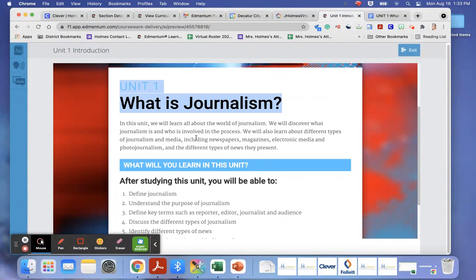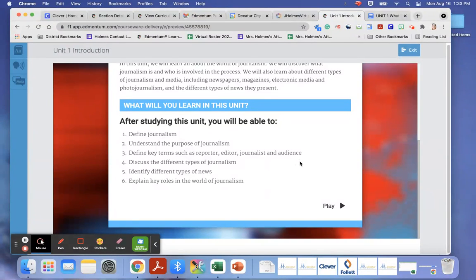In this unit, we will learn all about the world of journalism. We will discover what journalism is and who is involved in the process. We will also learn about different types of journalism and media, including newspapers, magazines, electronic media and photojournalism, and the different types of news they present. So, what will you learn in this unit? After studying this unit, you will be able to define journalism, understand the purpose of journalism, define key terms such as reporter, editor, journalist, and audience, discuss the different types of journalism, identify different types of news, and explain key roles in the world of journalism. So that's a lot, all right? It takes time to learn this, so let's push play.